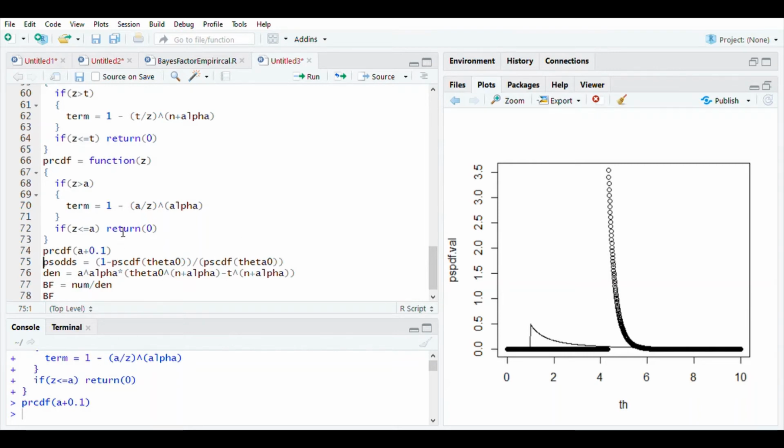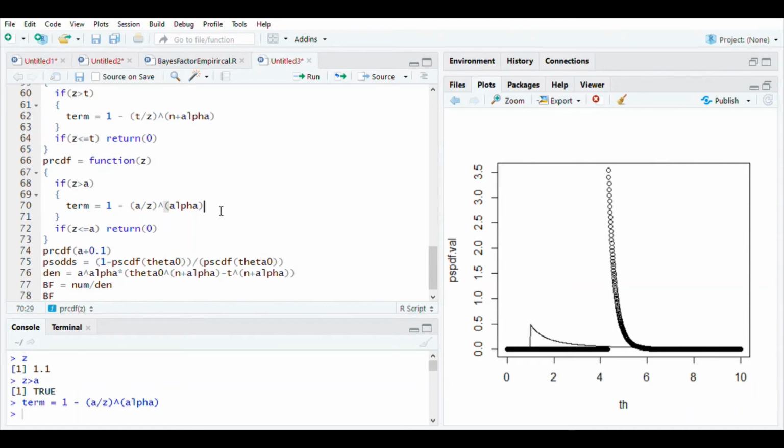Why is it not working? Let us check the value of A. It is 1. So suppose I take Z equal to A plus 0.1, so Z is 1.1. Now, is Z greater than A? True, which means this term should work here.